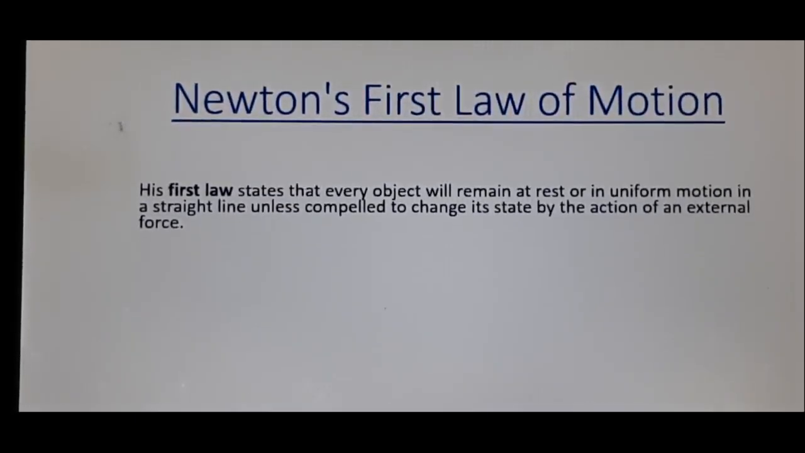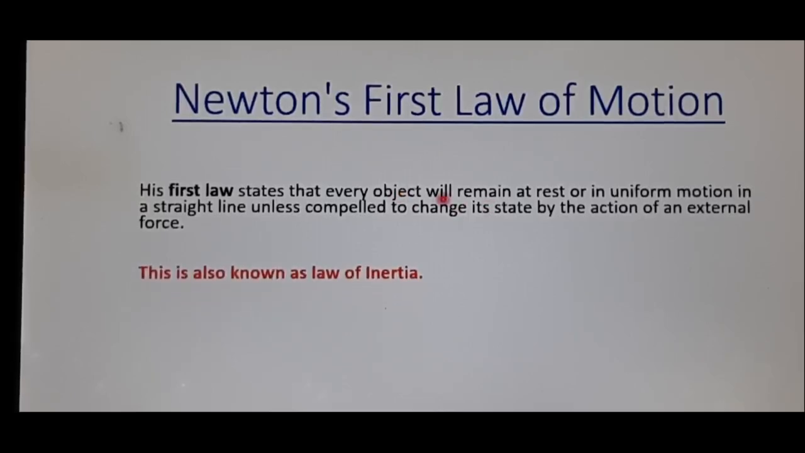The first law of Newton states that every object will remain at rest or in uniform motion in a straight line unless compelled to change its state by the action of any external force. So what does it mean?